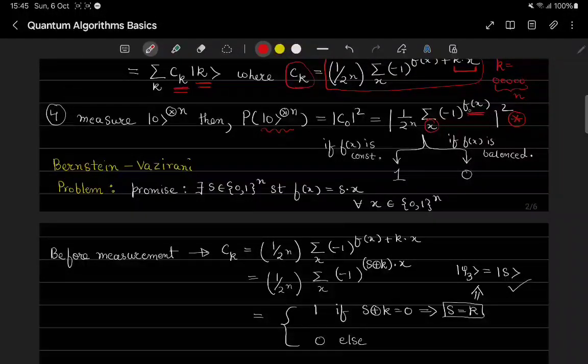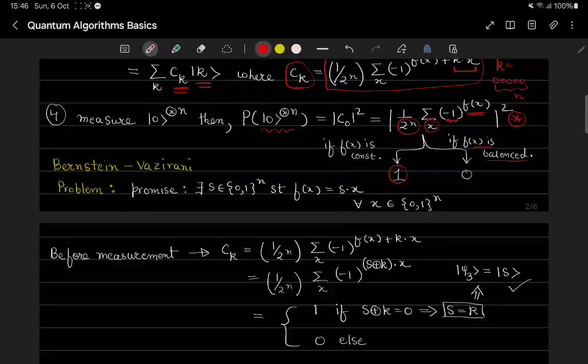This is because if f of x is constant, then all of these coefficients will just simply add up over all the possible bit strings, and that will give you 1 because there is a prefactor of number of bit strings in the front. And if f of x is balanced, these plus and minus signs will cancel out because you will have equal number of plus ones and equal number of minus ones appearing.